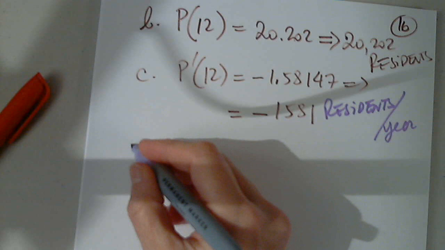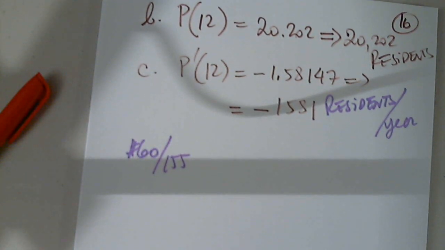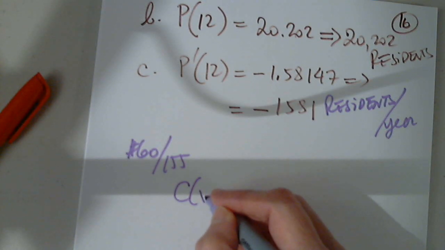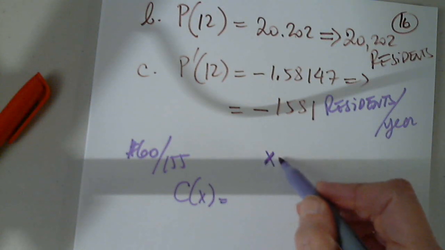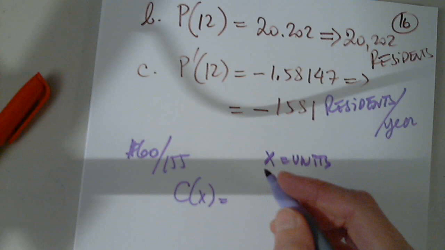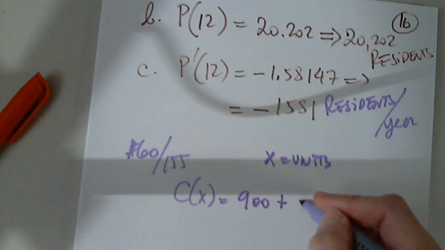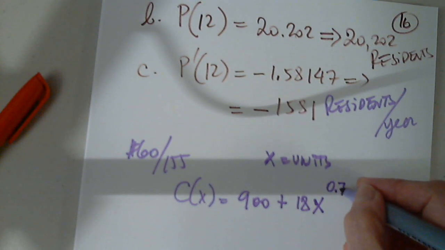Okay, let's look at 60. Same page, 155. The average profit. Okay, something called Cruising Boards has found that the cost in dollars of producing X skateboards, X units, is given by 900 plus 18 multiplied by X raised to 0.7.